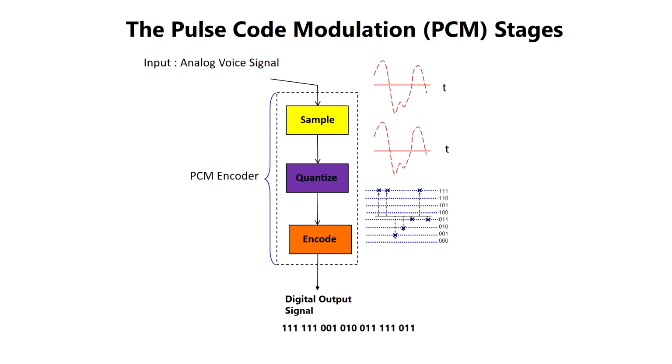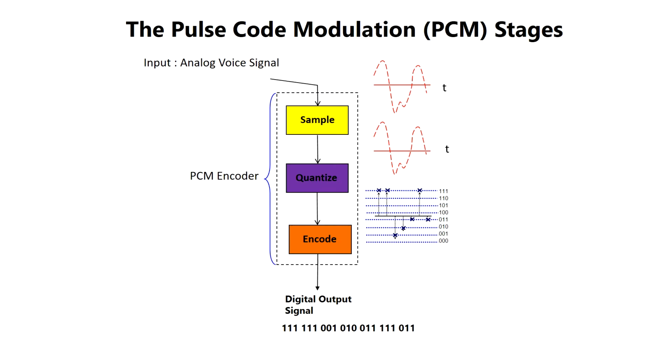The PCM process. The first stage of the process is sampling. Sampling converts the analog voice signals, which has a continuous amplitude and time, into discrete times. It then measures the amplitude at regular intervals of time.